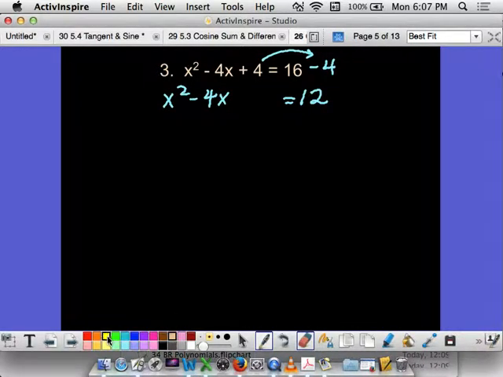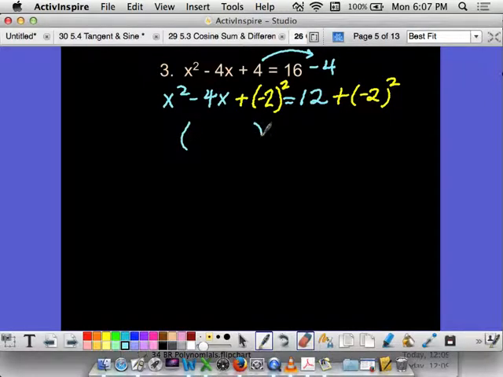Always add half of b squared. So I'm going to add plus half of negative 4, I have to be careful, is negative 2 squared. What you do to one side, you're going to do to the other. Always add half of b squared. I have to be really careful here because I have that negative 4.